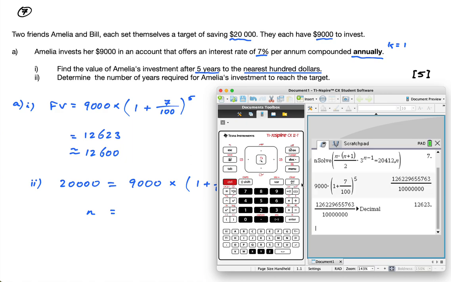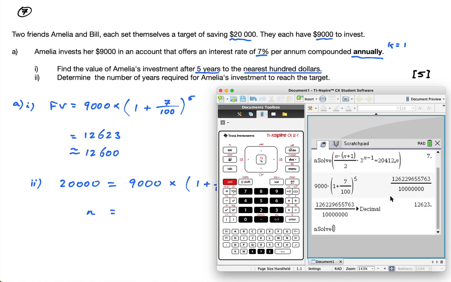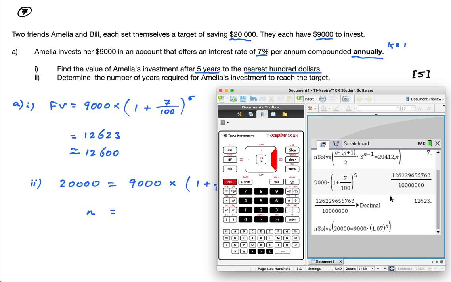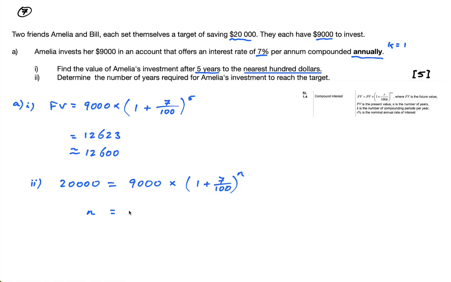So let's just get out of that. I'm going to do menu, algebra, numerical solve. I'll do 20,000 equals 9,000 times 1.07, because 1 plus 7 over 100 is just 1.07. Hope you don't mind me writing that. This time I'm going to do to the power of N. You can use X there if you want, but let's just go to the power of N. I'll do comma N. So find me N, please, Mr. Calculator. Answer 11.802.